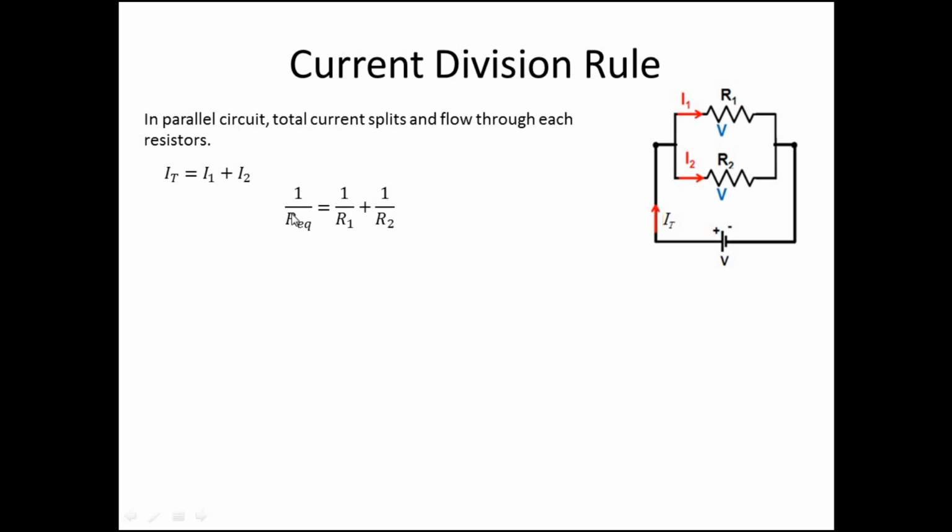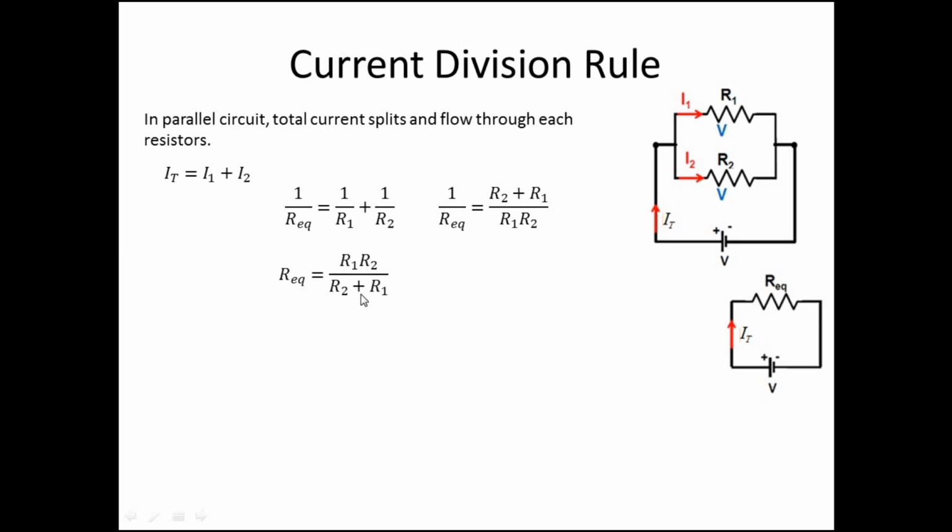Or again we can find R equivalent from this equation. For that, take the LCM here. By cross multiplication we can obtain R2 plus R1 divided by R1 R2. Again, R equivalent can be obtained by the reciprocal of this. So R equivalent is equal to R1 R2 by R2 plus R1. This R equivalent replaces these two parallel resistors, which is equivalent to a single resistor R equivalent.